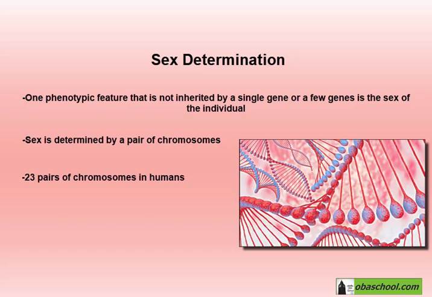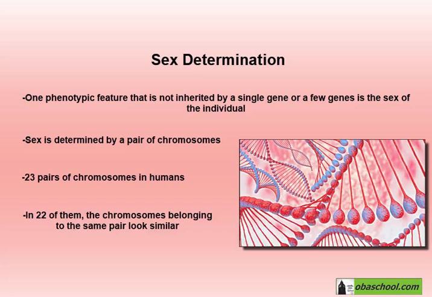In 22 of these pairs, each chromosome is of a similar shape to the other one, and each one of them has genes carrying information about different parts and characteristics of your body. However, the 23rd pair of chromosomes is different. These are what we call the sex chromosomes, and they are what determines the sex of the offspring.